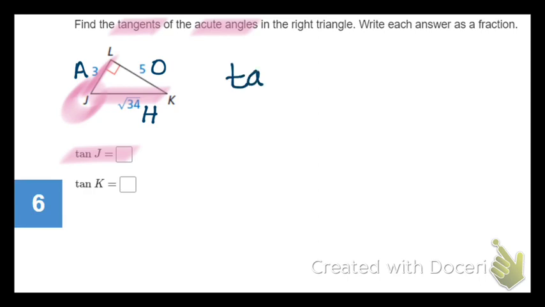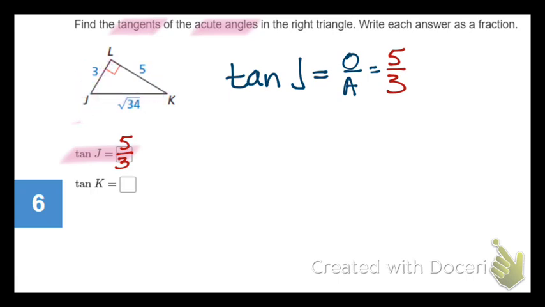So if we want to find the tangent of J, we're going to write the opposite over the adjacent. So on this problem, our opposite is 5 and our adjacent is 3. And that fraction can't be reduced. So for the tangent of J, our answer is 5/3. Now they're changing the reference angle on us when they ask us to find the tangent of K. So now I'm going to have to do some erasing, and to find the tangent of K, now K is my reference angle.